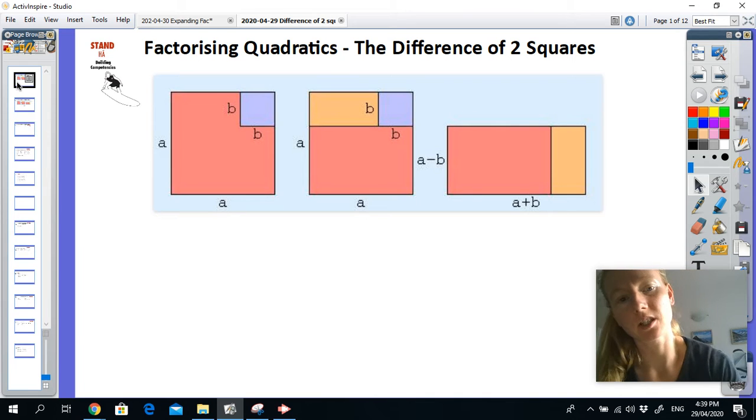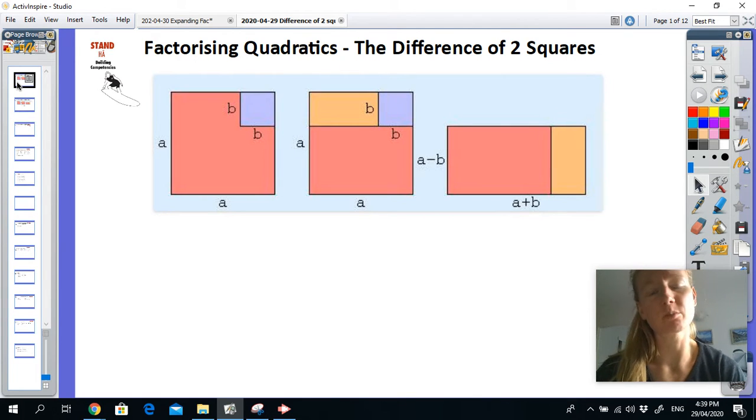Okay, so today we're going to continue on with our factorizing of quadratics, but looking at a special case this time. It's just important that you know the general form of this special case, where it comes from, and how to work with it in the future. So the special case is called the difference of two squares.